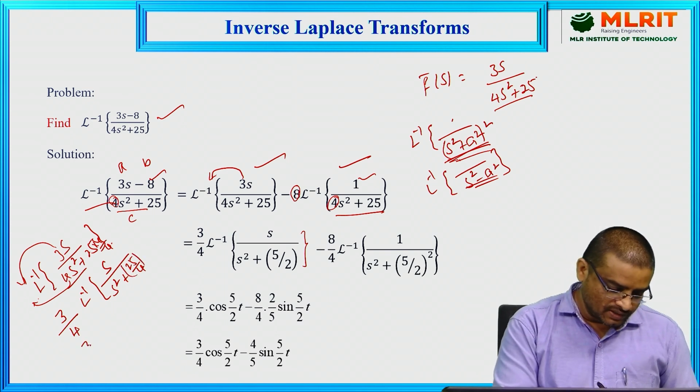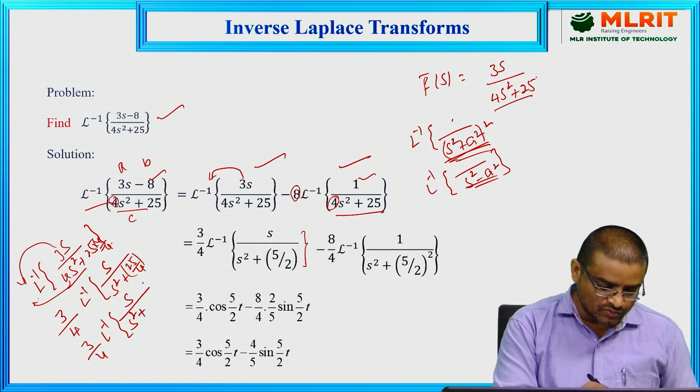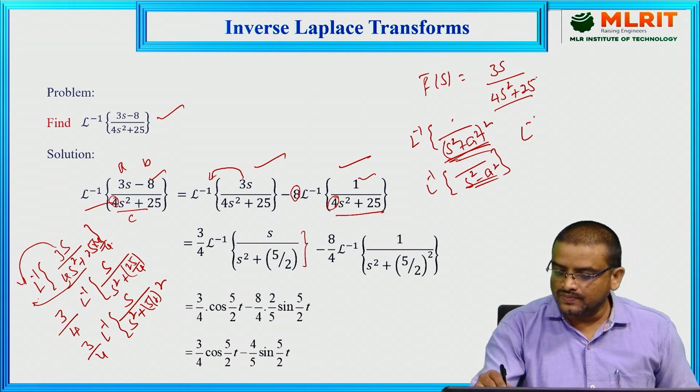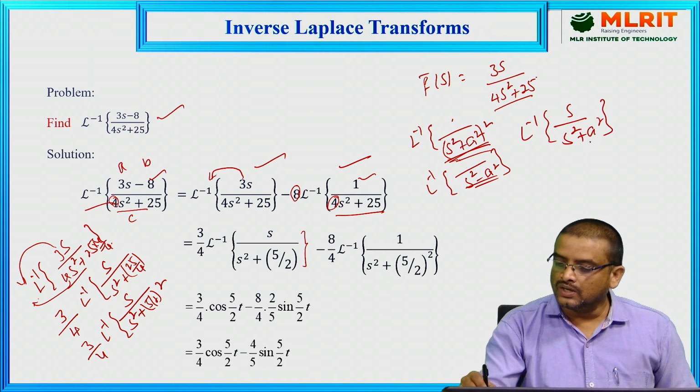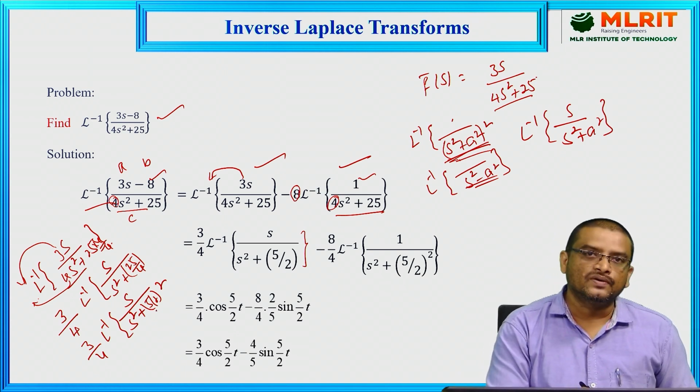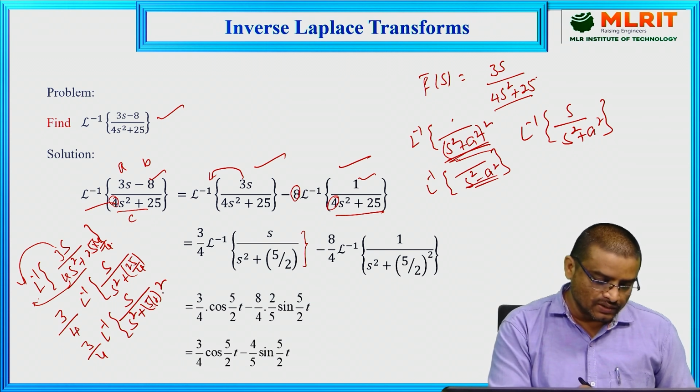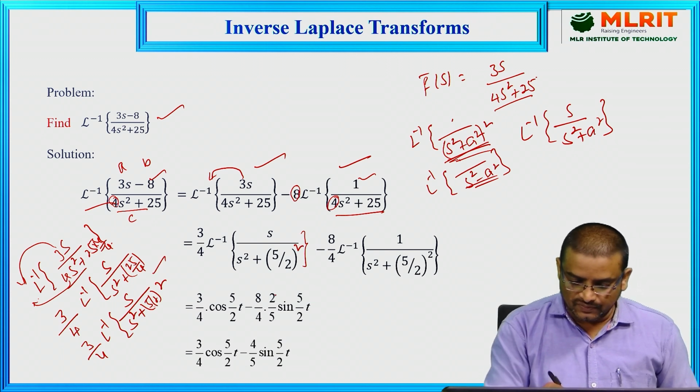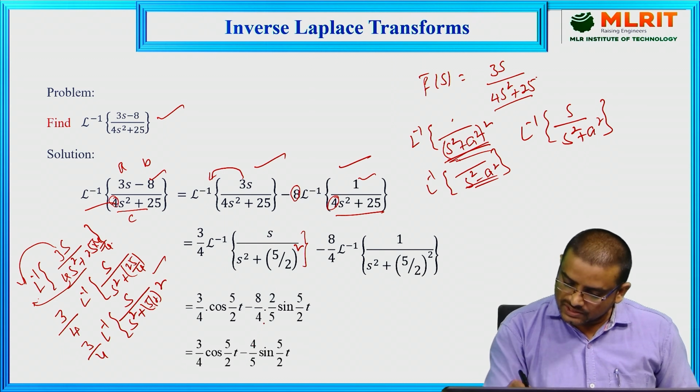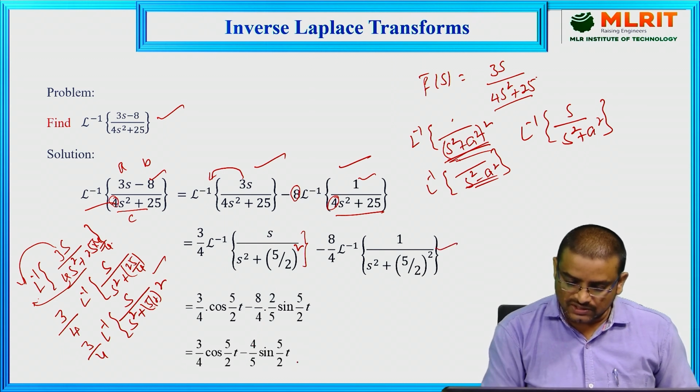So this can be written as 3 by 4 L inverse of s by s square plus 25 by 4, which can be written as 5 by 2 whole square, because here we are having the formula L inverse of s by s square plus a square. So we have to convert that constant term into a power of 2, that is 25 can be written as 5 square, 4 can be written as 2 square. For both numerator and denominator we have a common power, so that can be written as 5 by 2 whole square. Follow the same procedure for the second term also.